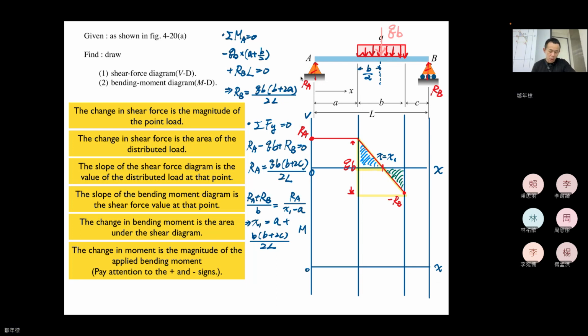Well, sorry, I should. So this is the. Okay, this one can tell us what is the point of the x1.